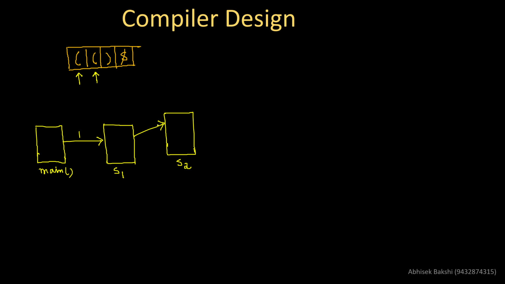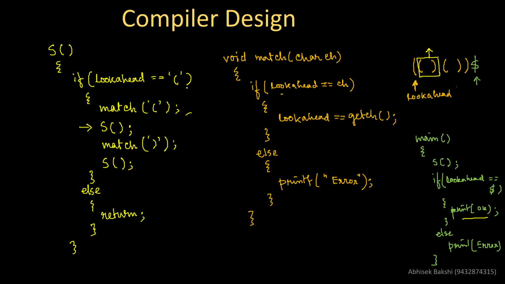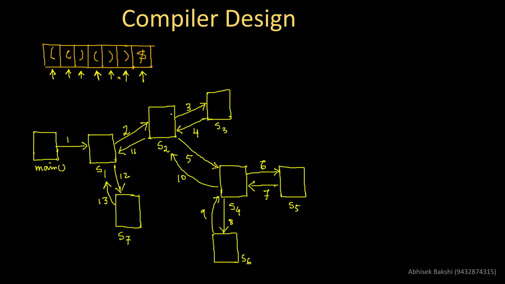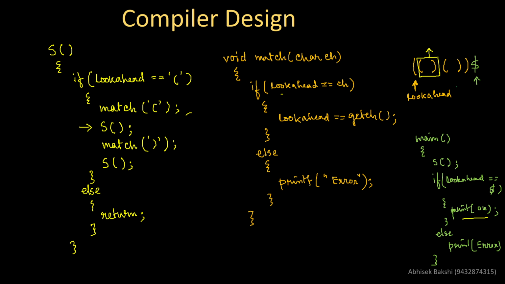So from the second clone's point of view, again, this lookat is correct. That means the match opening brace will work fine. After consuming the character, the pointer will point here, right? And what will happen after matching this opening brace in the second clone of the s function?